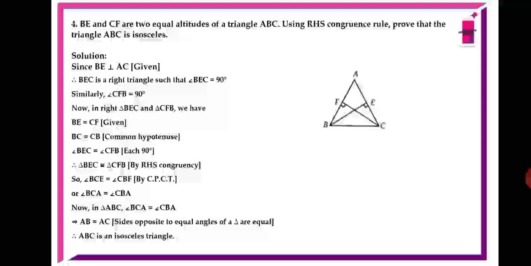So, angle BCE equal to angle CBF by CPCT, or angle BCA equal to angle CBA, because BCE and BCA are the same, E is a point on AC. Similarly, CBF equal to CBA, F is a point on AB. Now in triangle ABC, angle BCA equal to angle CBA. Therefore, AB equal to AC, since sides opposite equal angles of a triangle are equal. Therefore, ABC is an isosceles triangle.